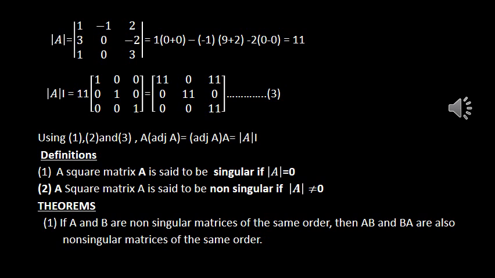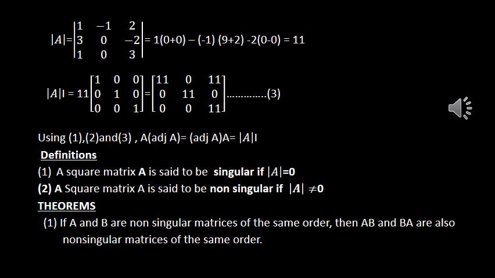So using 1, 2, 3 we verified that A adjoint A is equal to adjoint A into A is equal to determinant A into I. Remember this result. What is the result? A multiplied by its adjoint is the same as adjoint multiplied by its matrix A, equal to determinant A into I, the determinant of the matrix A into the identity matrix.